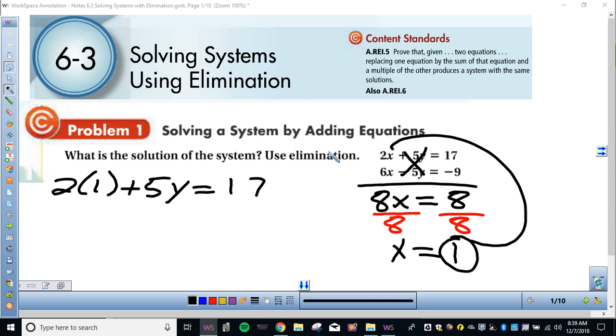I'm just going to go over this again. So 2x plus 6x is 8x. 17 minus 9 is 8. And then we divide both sides by 8, get x equals 1. And then we're going to plug it into the top equation.